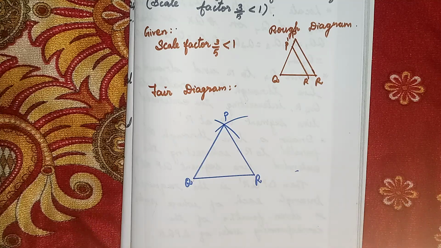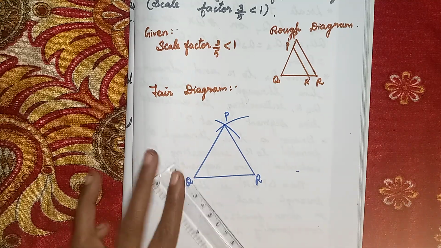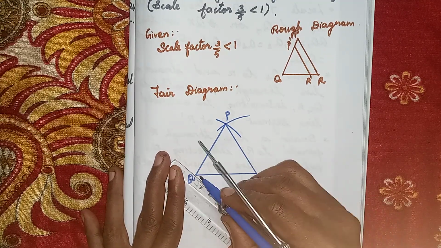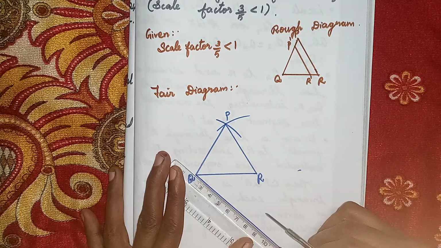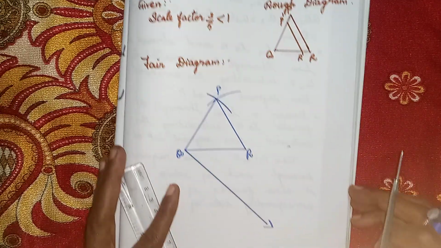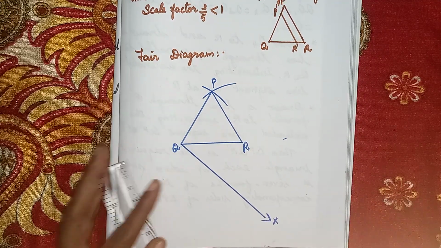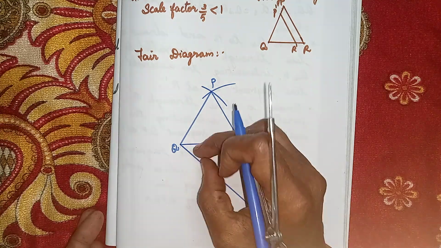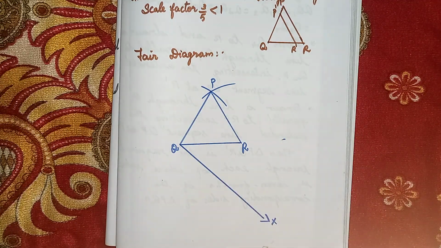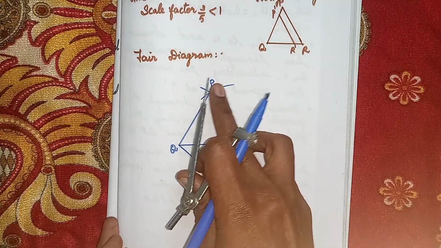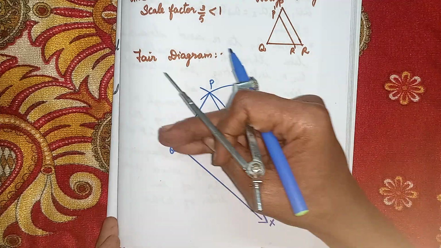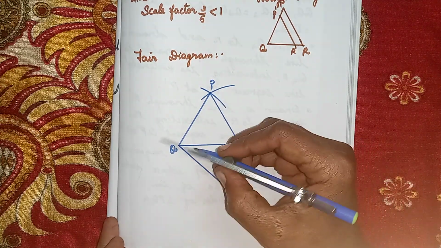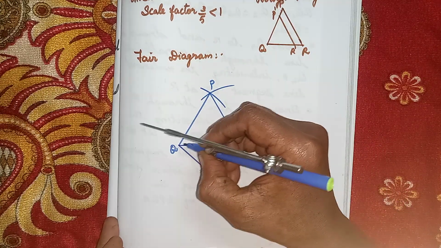Now we have to draw a ray. From Q you have to draw a ray QX, making an acute angle with QR on the side opposite to the vertex P. Opposite of vertex P, we have to draw a ray QX, making an acute angle with QR.